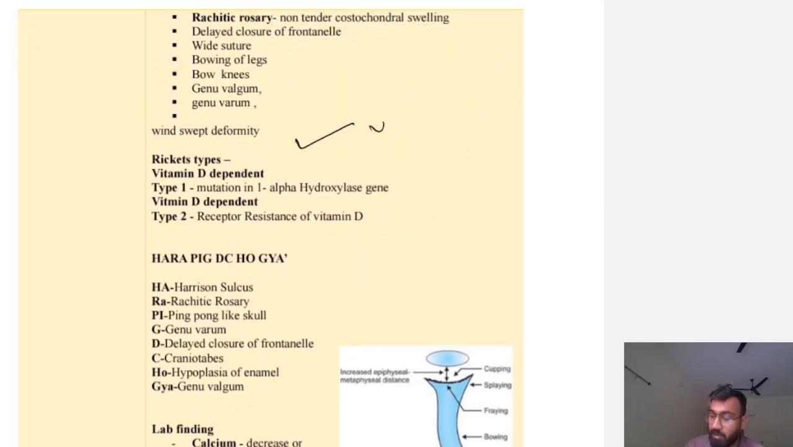Now it is two types: vitamin D dependent. So vitamin D dependent, type 1 is mutation in alpha 1 hydroxylase, and type 2 is resistance to vitamin D.